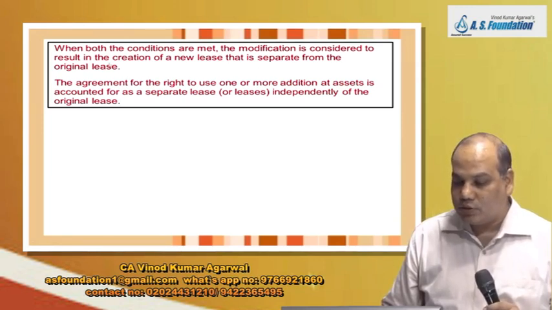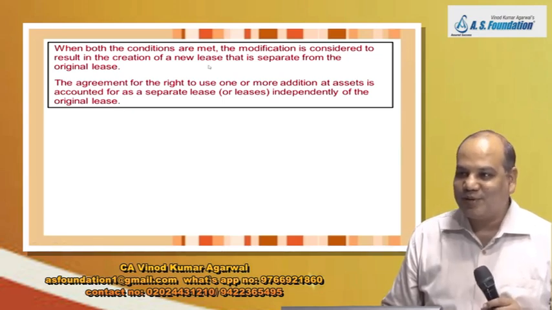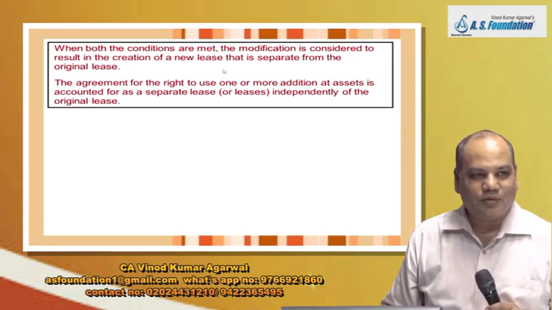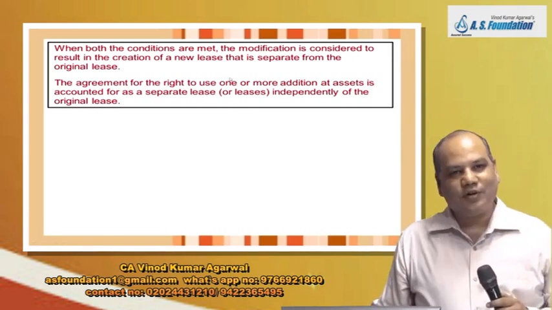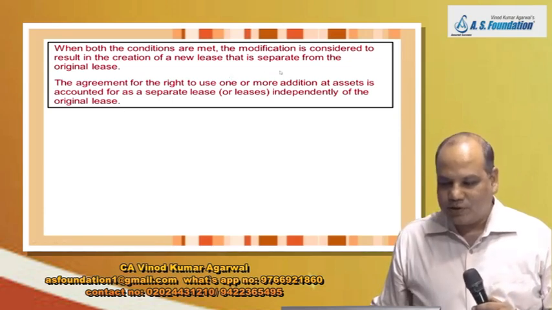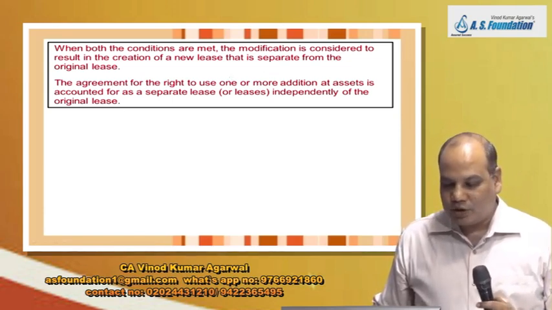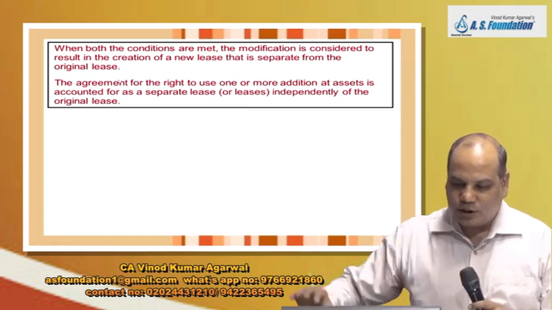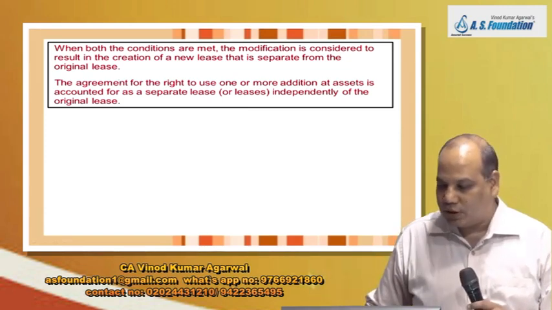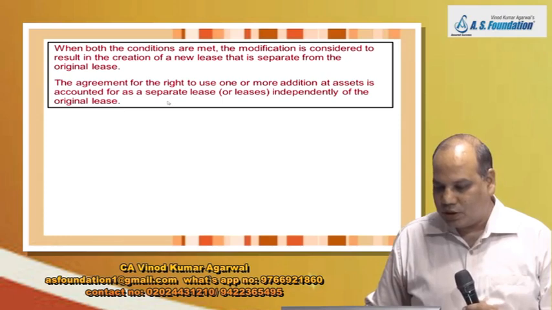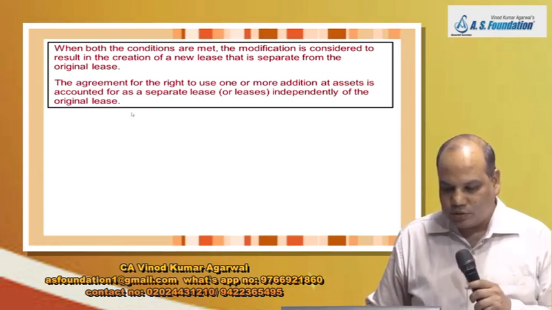Modification is considered to result in the creation of a new lease. One more account you will open, right of use asset account, new lease debit to lease liability for the new lease, and that is separate from the original lease, and this will be accounted on its own. Now the agreement for the right to use one or more additional assets is accounted as a separate lease or leases independently of the original lease.